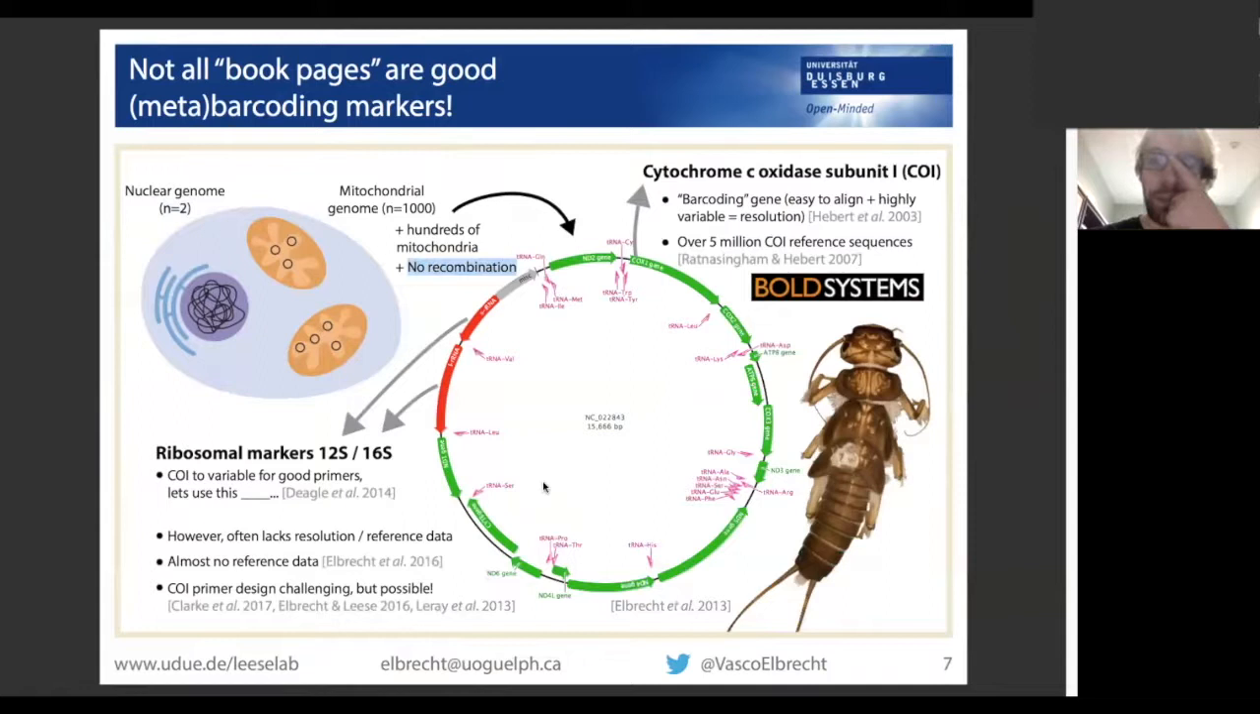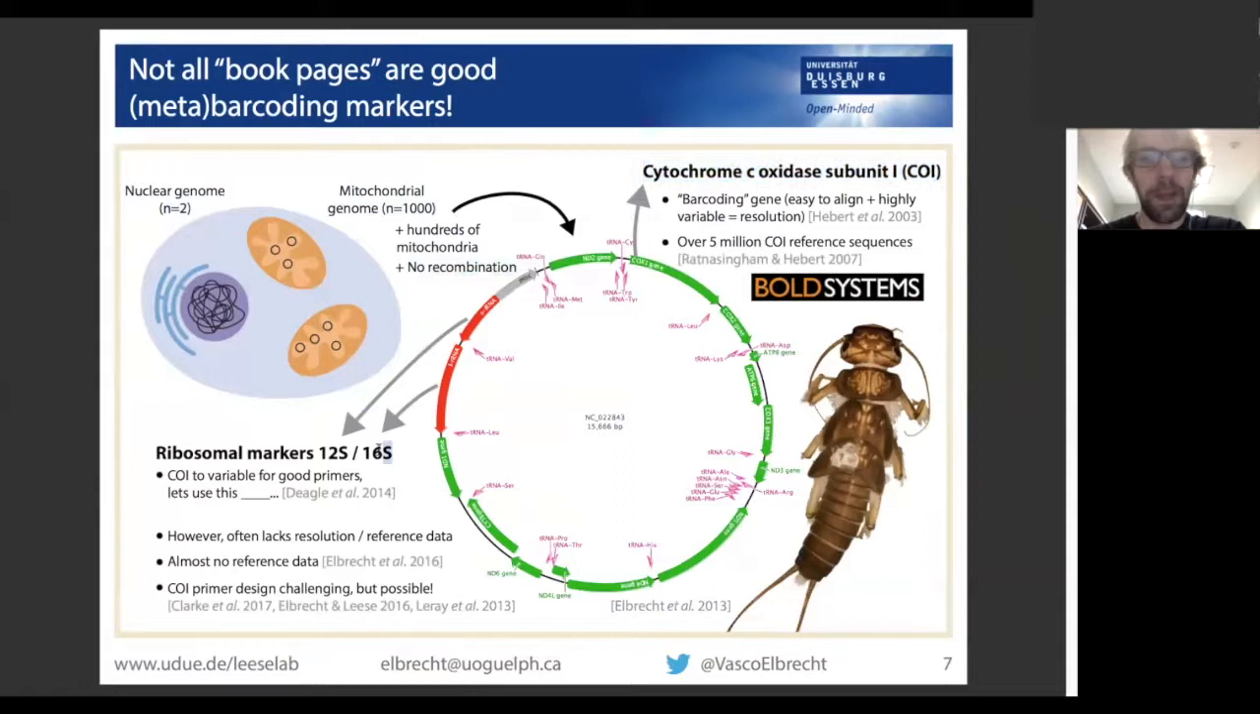The big question here is which gene to choose. And the community has decided to use cytochrome oxidase subunit 1 because it has a good taxonomic resolution for animals. And we look at macroinvertebrates, so this is basically just true for animals. So if you go for plants or fungi, you would use another marker.